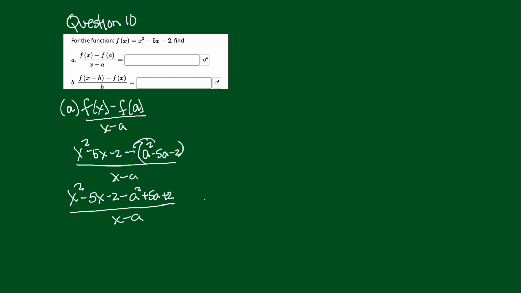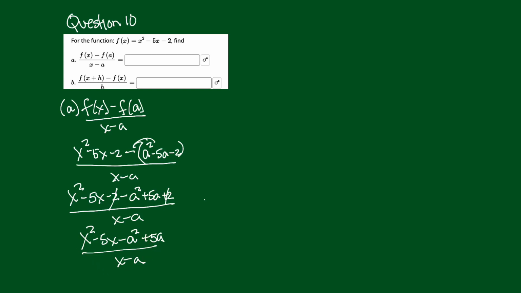And now what? Does anything cancel here? Oh, I see it. Minus 2 plus 2 will go out. That's all. So I'm going to be left with x squared minus 5x minus a squared plus 5a all over x minus a. But you know, I can do something with this. This thing right here, I can simplify that.